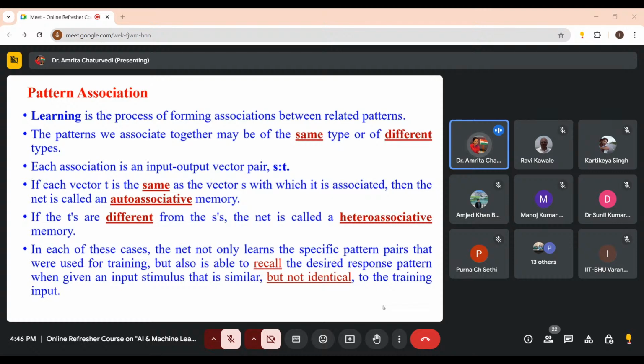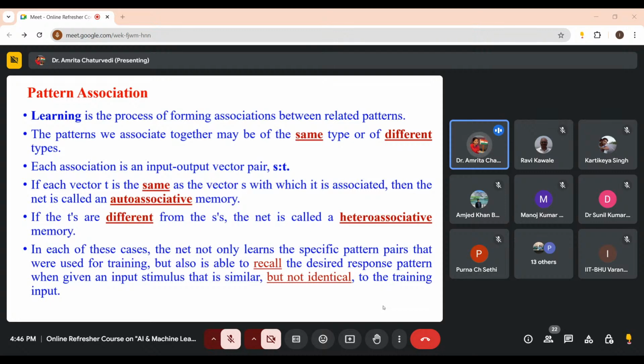Each association is an input-output vector pair, that is s:t. If each vector t is the same as the vector s with which it is associated, then the net is called an auto-associative memory.